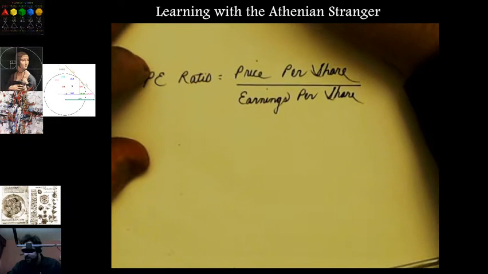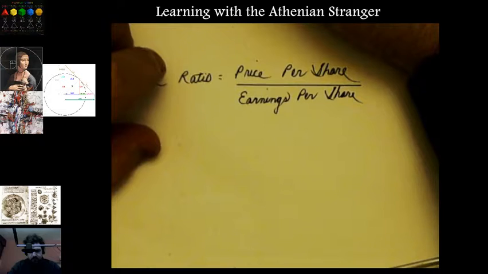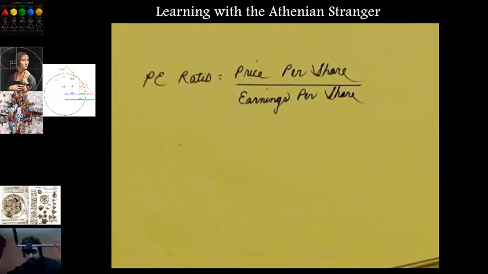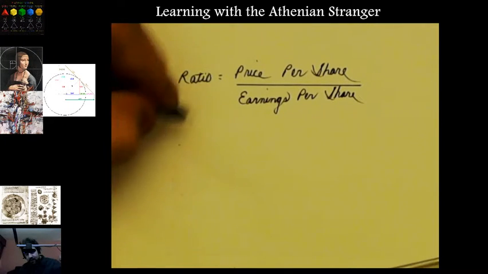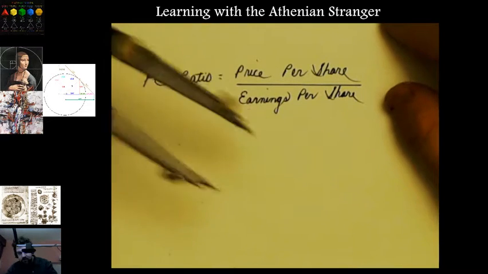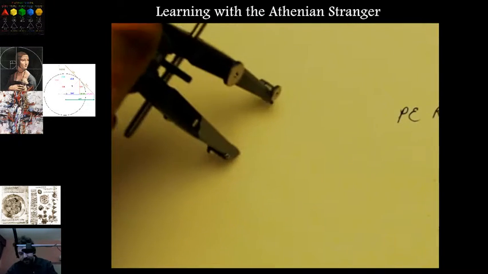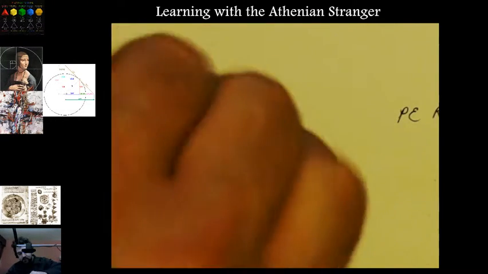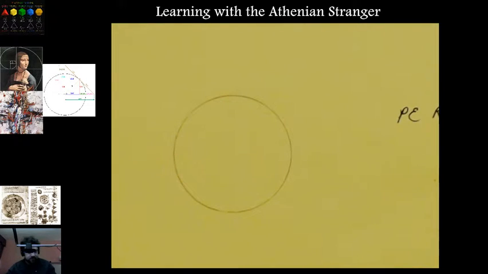Let's look at Monster Beverage Corporation. In 2016, Monster Beverage completed what's called a 3-for-1 stock split. The way stock splits work is, imagine that you had a circle. Now, imagine that there was only one share of stock in the market for this hypothetical company.